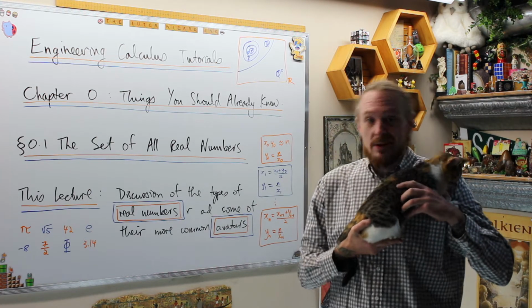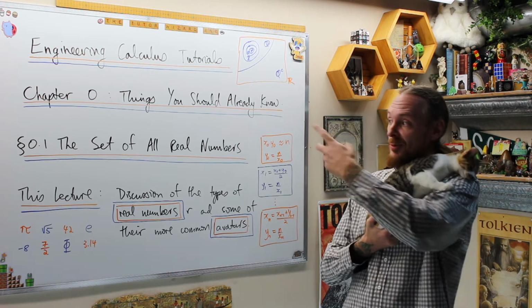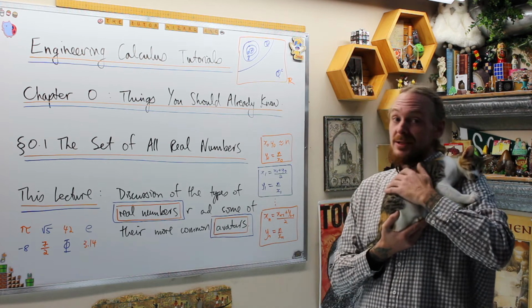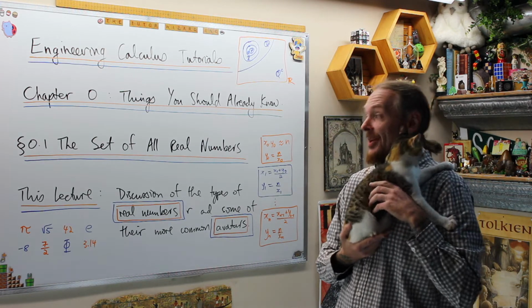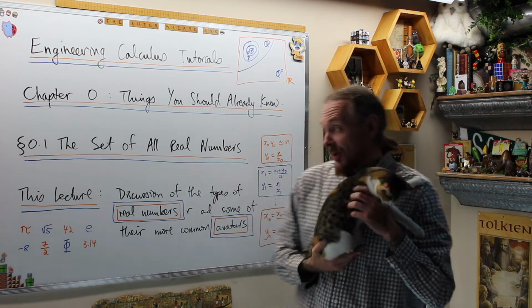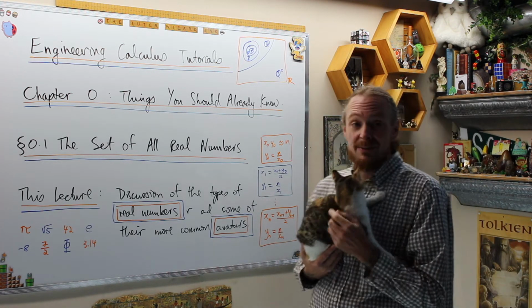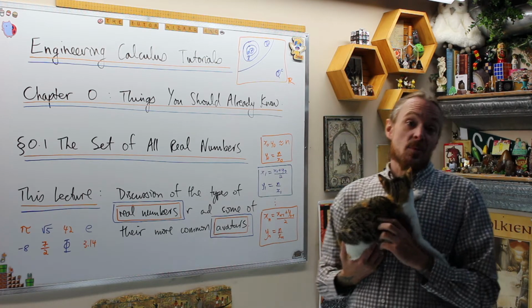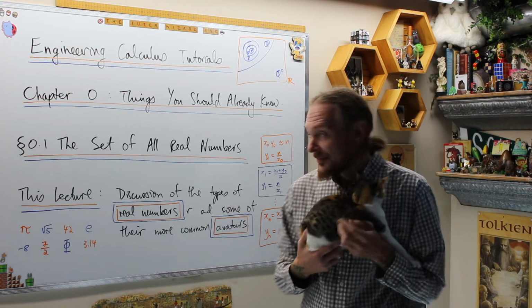What are real numbers? What is the Cartesian plane? What is trigonometry and all these types of things? We're going to go over these in this first chapter, which is chapter 0. Then we'll get to all of the engineering things that we're supposed to have. Section 0.1 is going to be the set of all real numbers, and then we'll go from there. This lecture specifically, what we're going to do is look at different types of real numbers and their more prevalent avatars. Let's get to it.